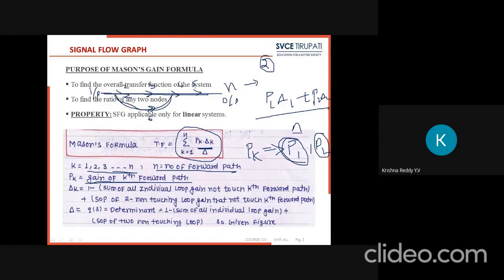Similarly, what is delta 1, what is delta 2 and what is delta? Suppose when we are moving from input to output, the path touches all the loops. Delta k is generally calculated as 1 minus the sum of individual loop gains not touching the kth forward path, plus the sum of two non-touching loop gains not touching the kth forward path. If you are moving from input to output, suppose you have one loop.